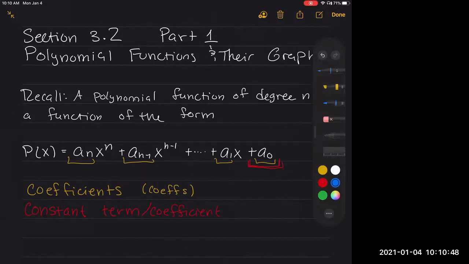And then our next important term is this an. Just the an is called the leading coefficient. Whereas the whole an times x raised to the n, that whole term is called the leading term. So that's a breakdown of all of the important names within a polynomial function.